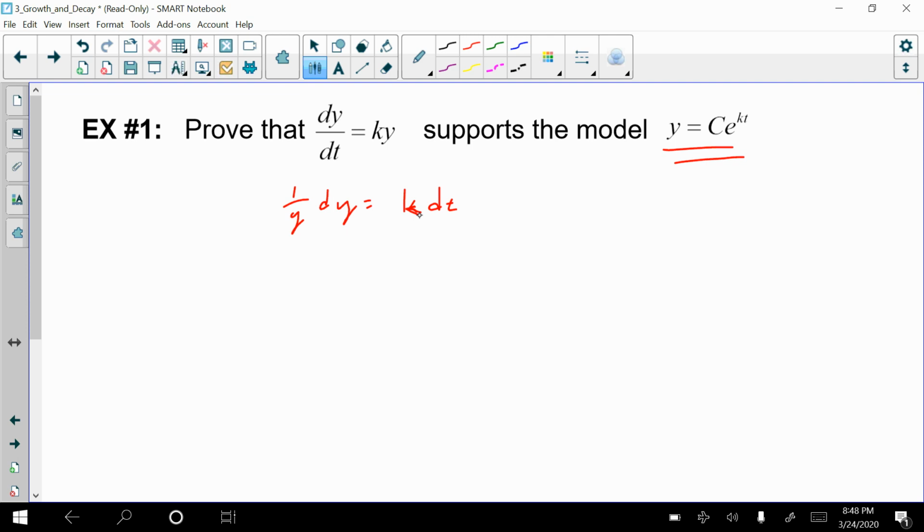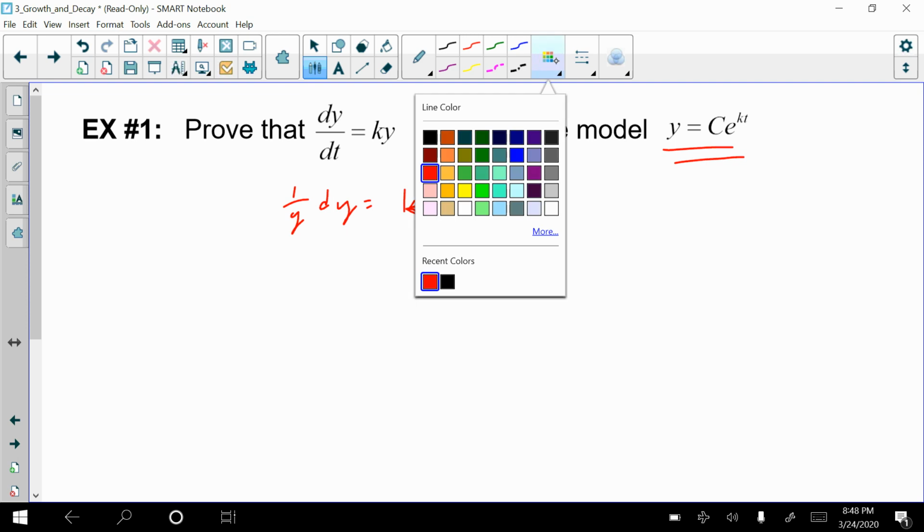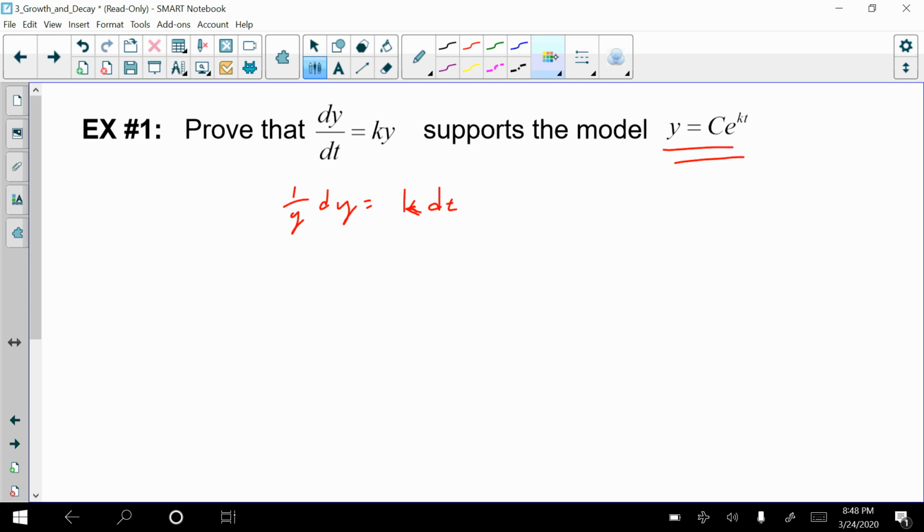And now, at this point in separable differential equations, this is where our calculus really comes into play. We're going to integrate both sides. So on the left side, the antiderivative of 1 over y will be the natural log of y, and it will be equal to, now k is just a constant. We could pull the constant k out, and write it as k times the integral of dt if that makes it a little simpler.